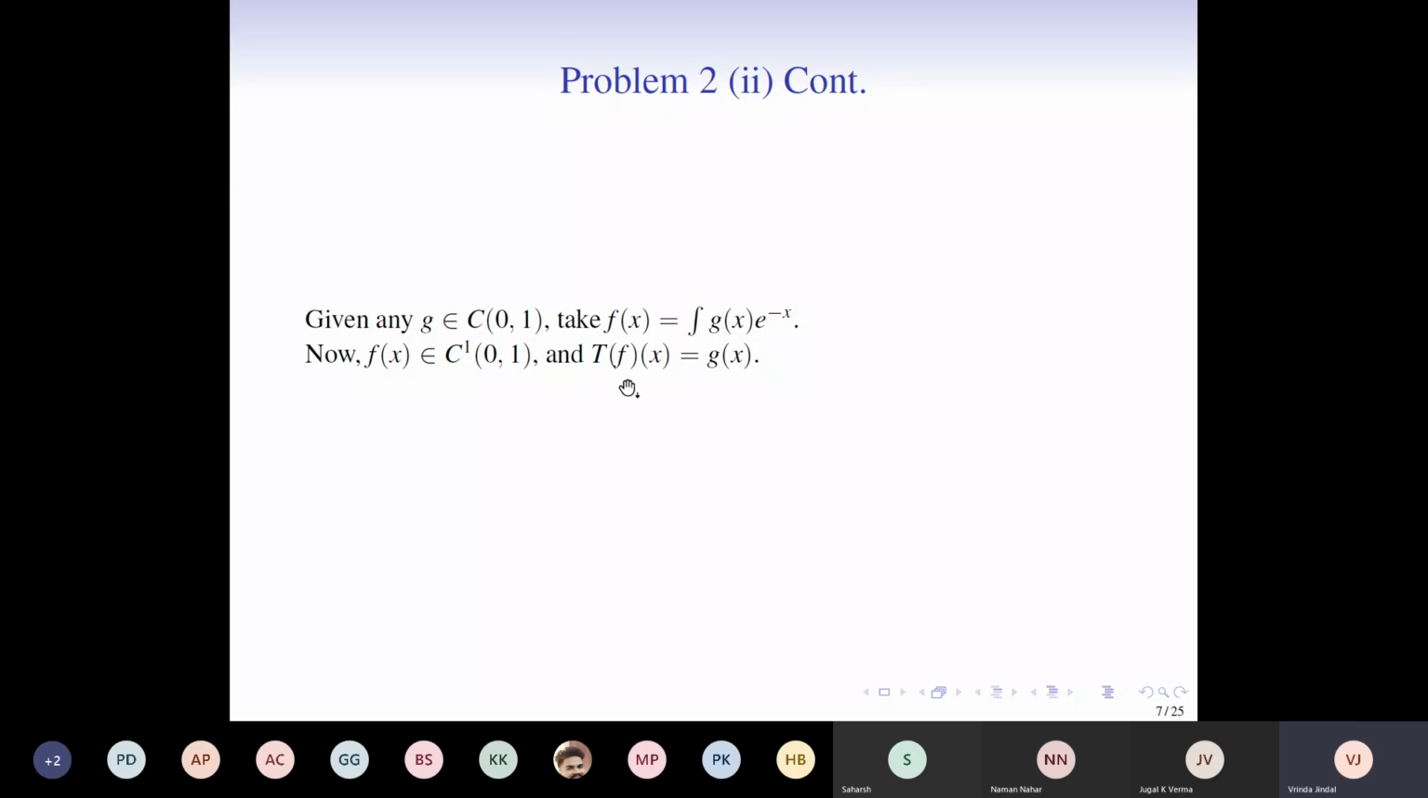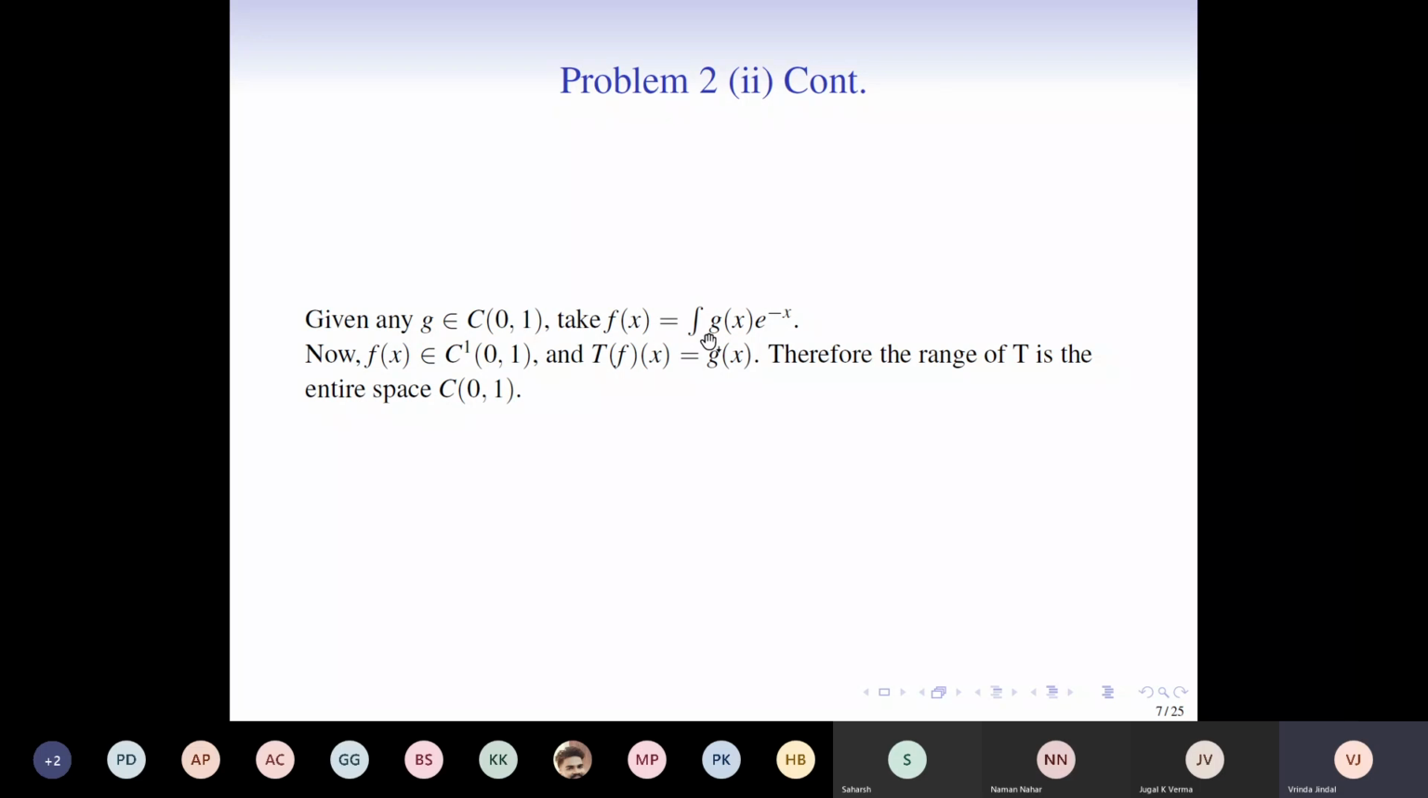And if we take T of f of x, so now what was T? T was saying that for any input f, we compute f'(x) e^(-x). So this will give us g(x), by virtue of the definition of how we defined f(x). It means that for any g that belongs to this space, we are able to find f such that T of f gives us this g. So the range of T is therefore the entire space C[0,1].